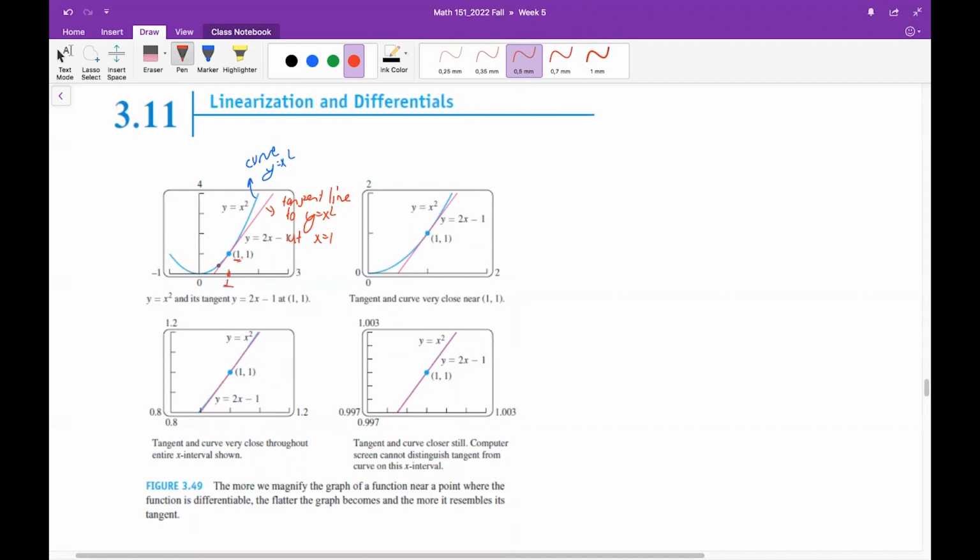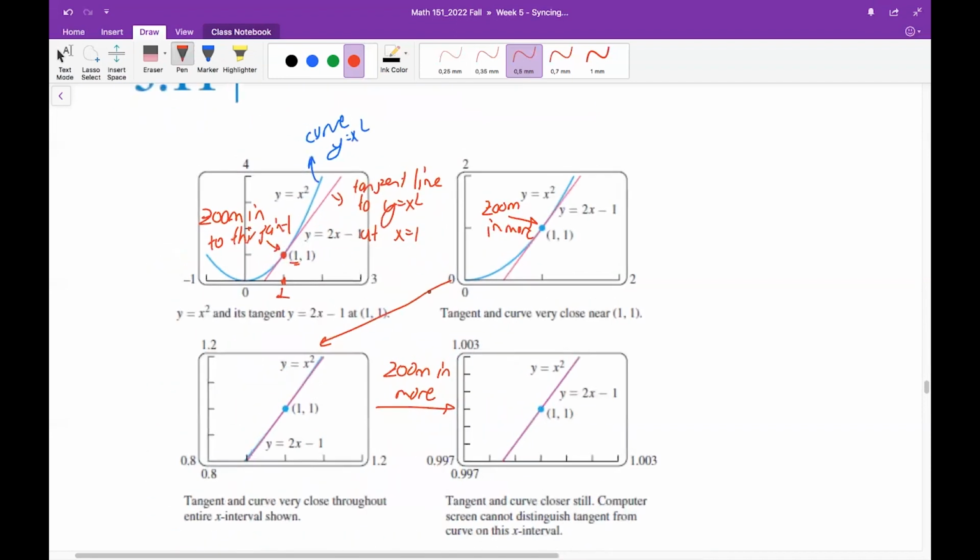So we want to zoom in to this tangency point. Okay, let's write this down. Zoom in to this point. Once you zoom in, you will see this kind of picture. Zoom in more, you will obtain this display, and if you zoom in more, you will see this display on your screen. So what do you notice? What happens when we zoom in?